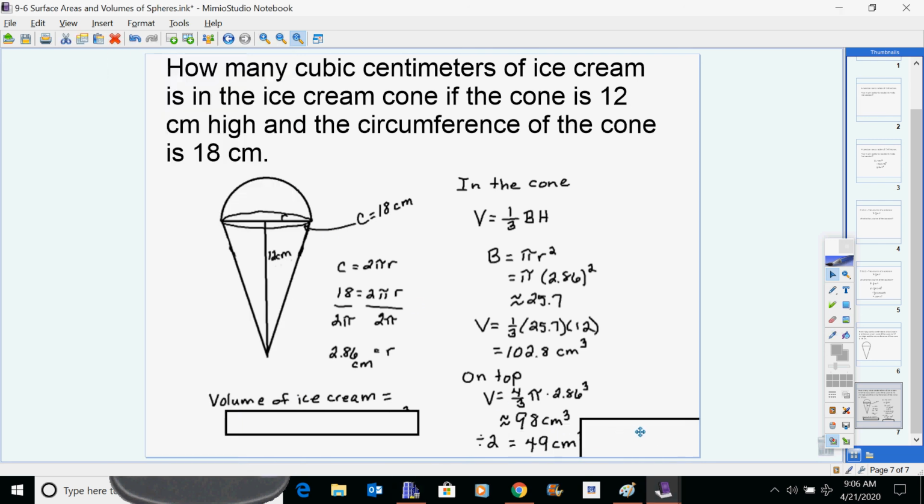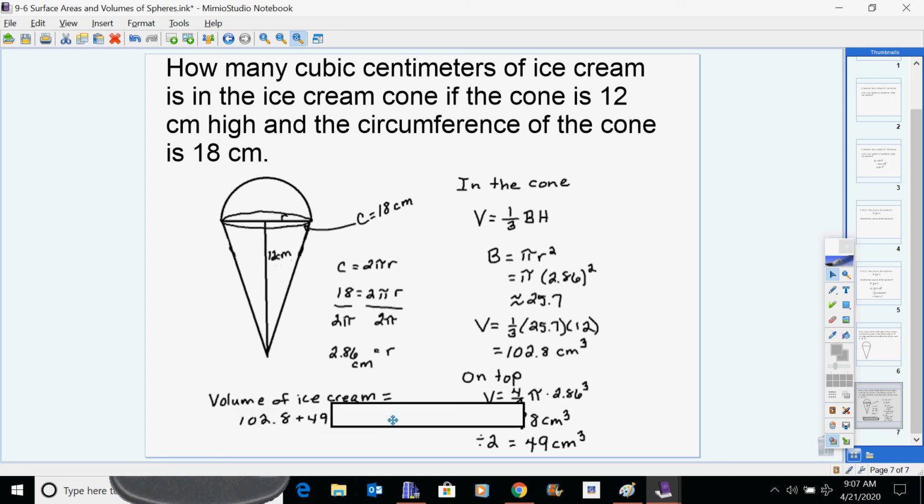So we have 98 for the total. Need to divide it by 2. Remember why? We're dividing it by 2 because we're not talking about the whole sphere here. We're talking about just half of it, which is the blob of ice cream on top. So the volume of the ice cream is the ice cream that's jammed into the cone plus the ice cream on the sphere that comes out. So 152 cubic centimeters of ice cream.